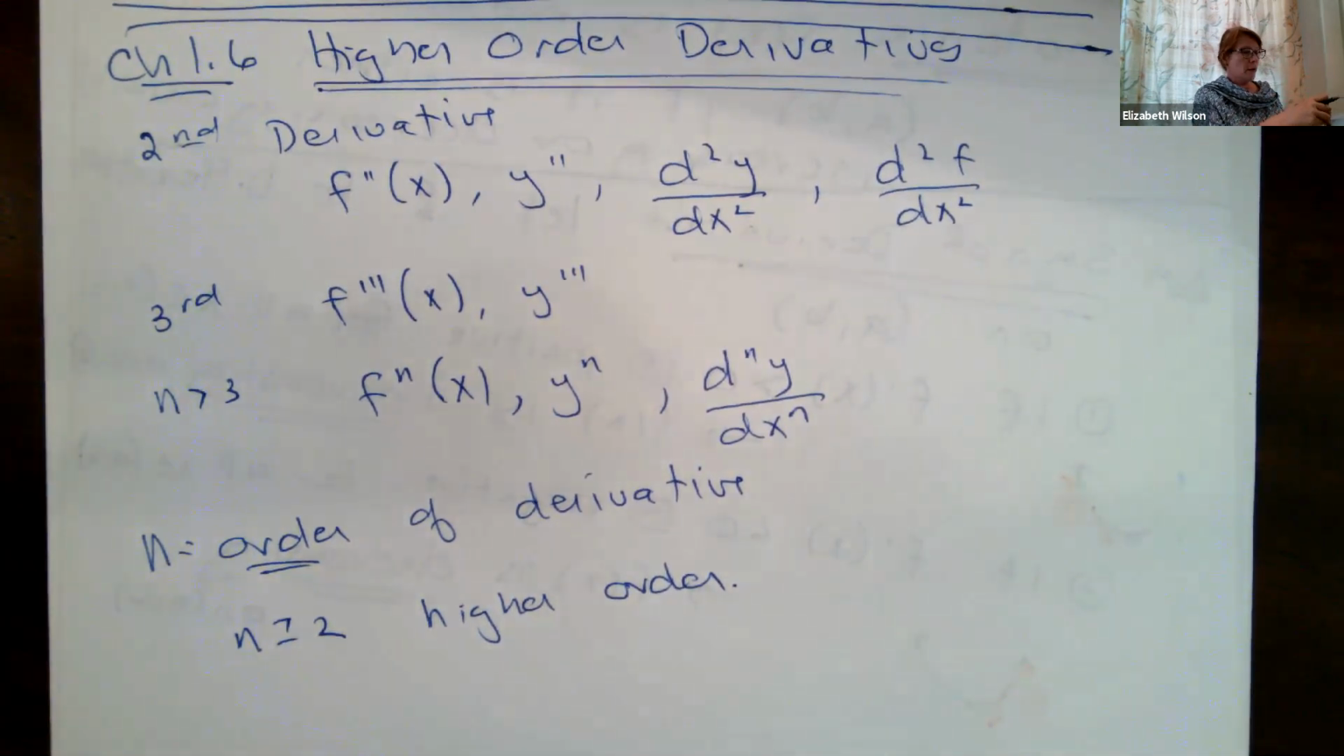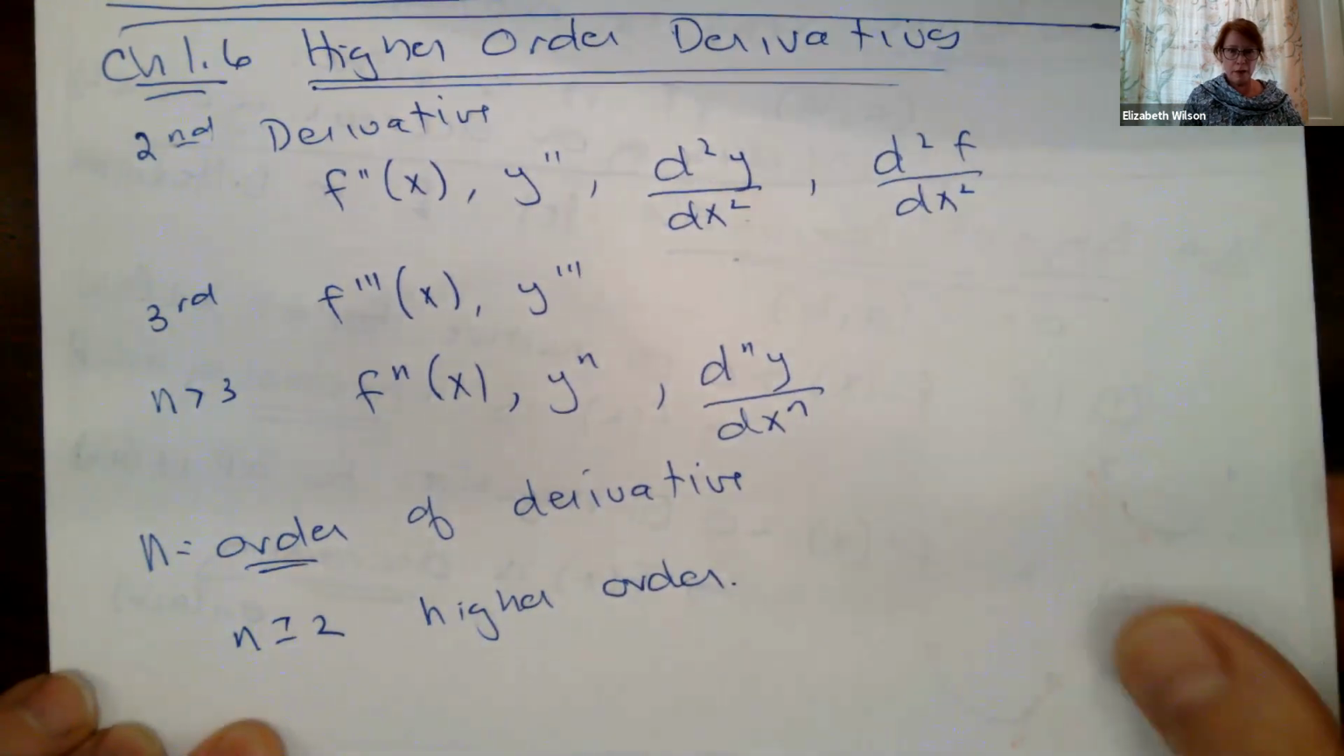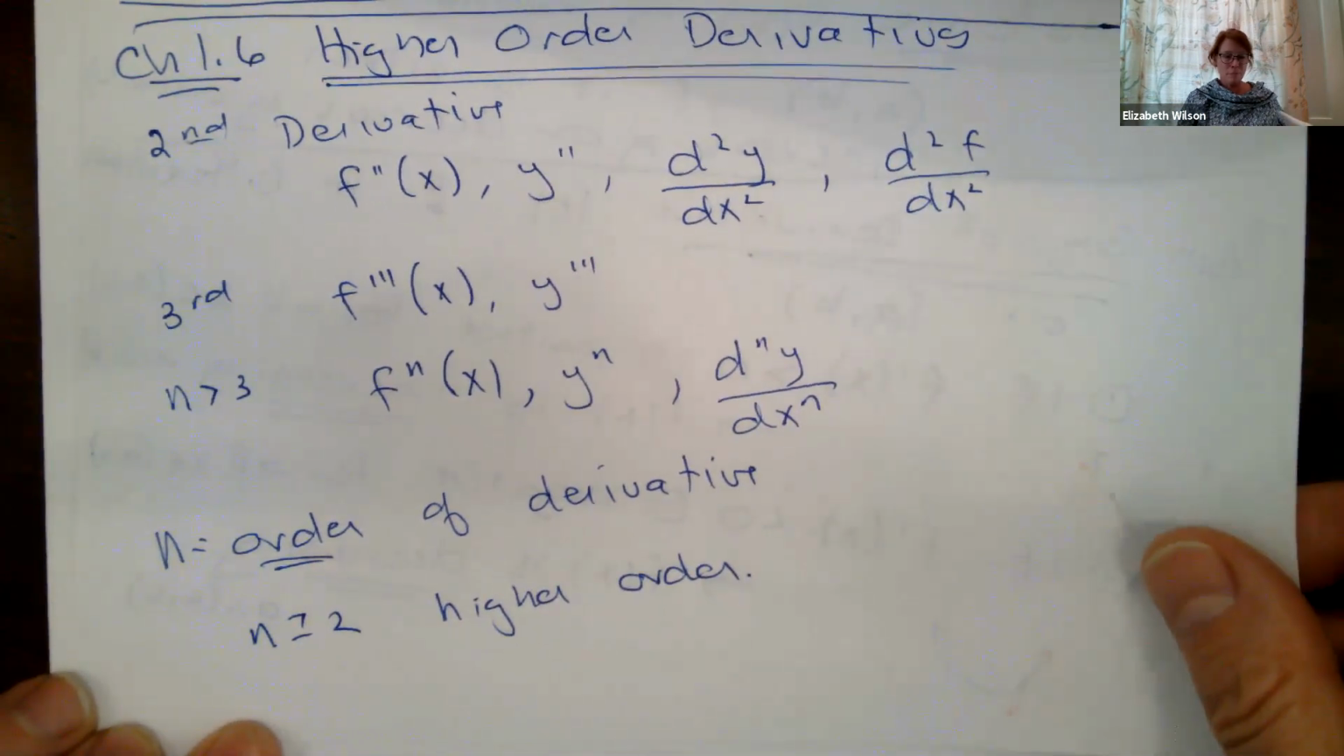All right, so let's talk about what we can do with our second derivative. Already have all that. All right, so let's think about the shape of our graph.